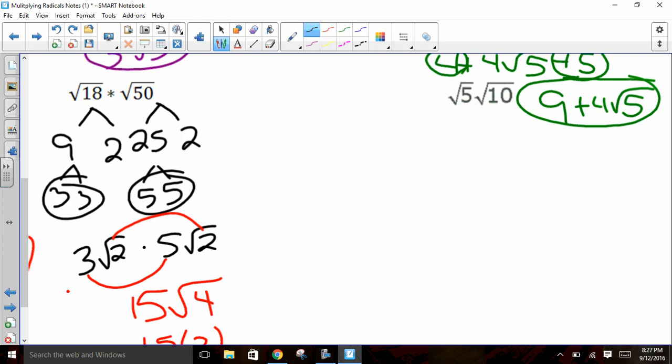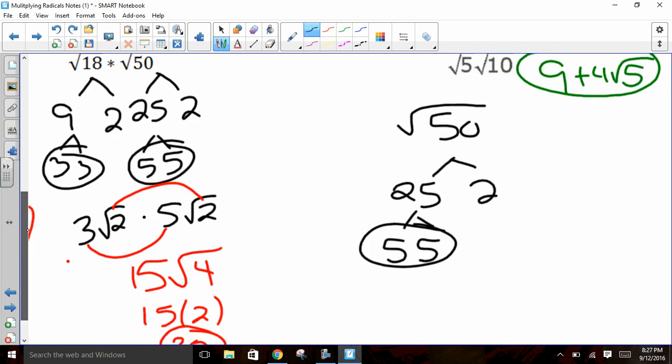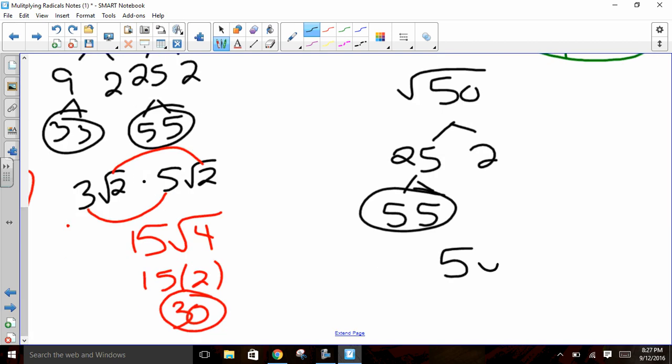Last one, root 5 times root 10. Neither of those can really simplify down. So multiply through and get 50. 50 is 25 and 2. Square root of 25 is 5. Hey, look, there's my buddies. So I get 5 root 2.